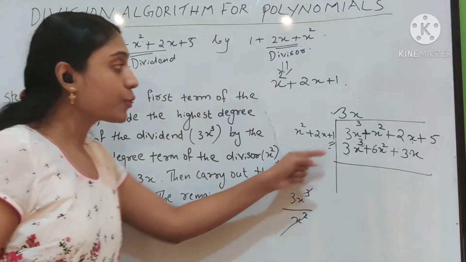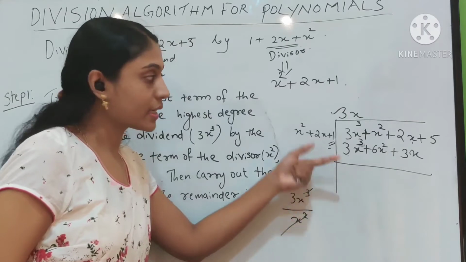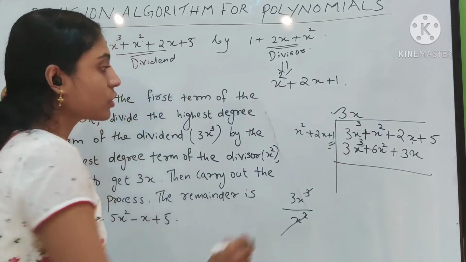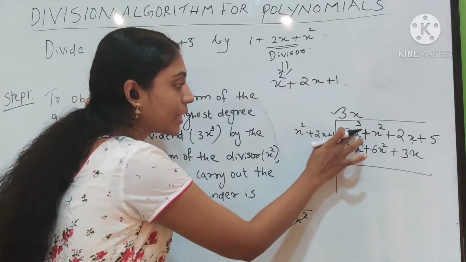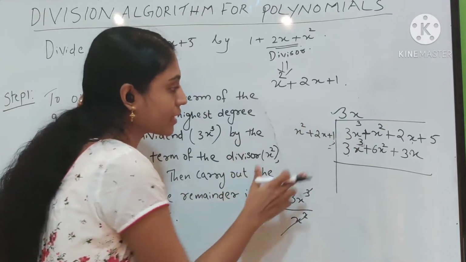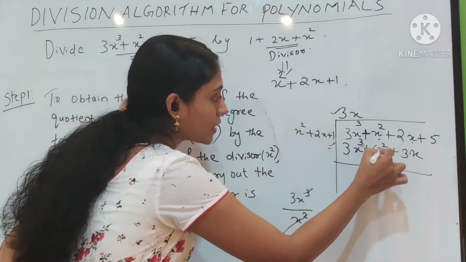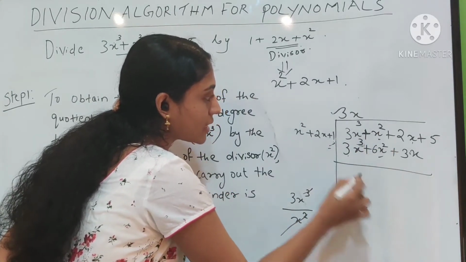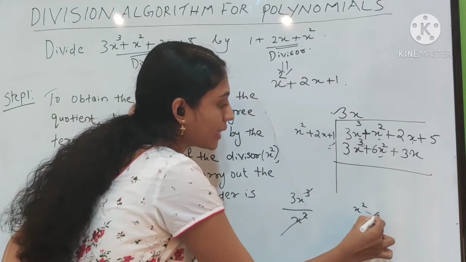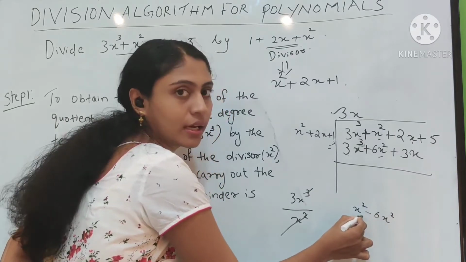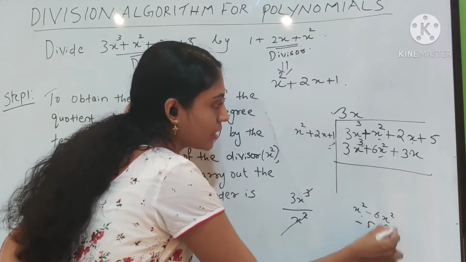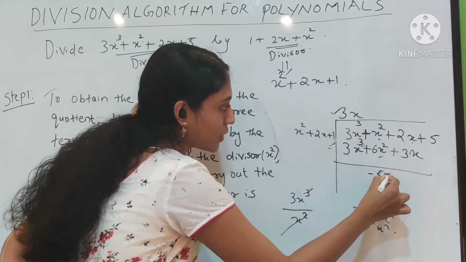Now we have to eliminate this x cube term, right? That's why we are performing this. So how can we eliminate 3x cube? By subtracting, because 3x cube minus 3x cube is 0. And what about this one? x square minus, we are subtracting. So x square minus 6x square, it is minus 5x square, right? So write this minus 5x square.